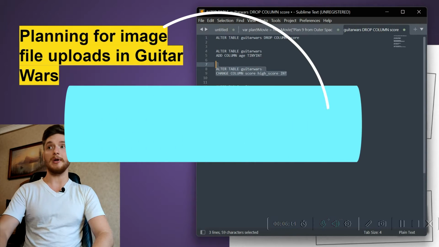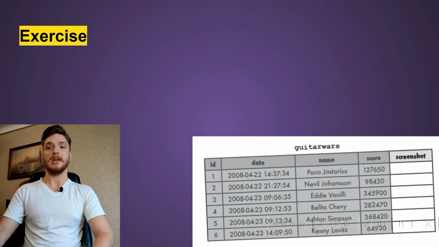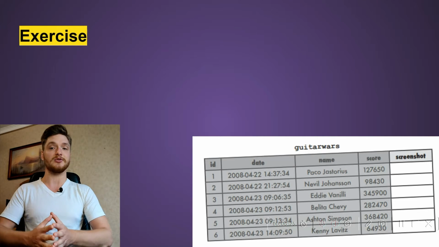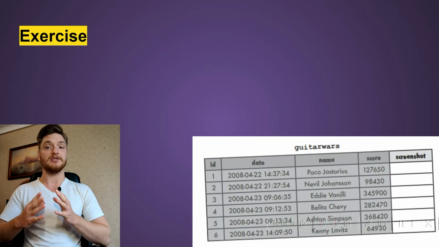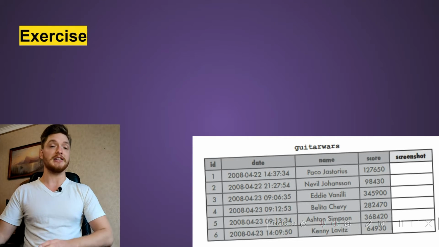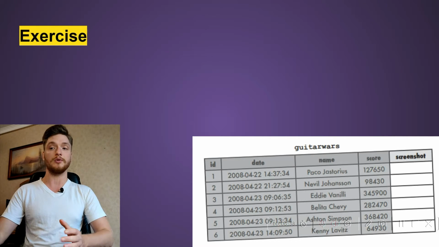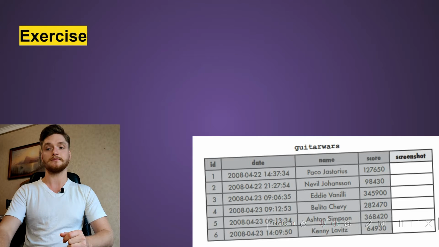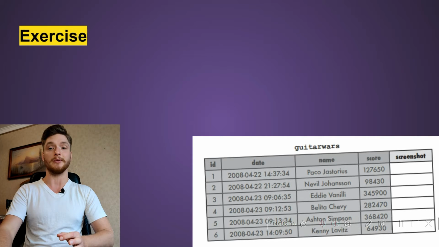And sharpen your pencil, it's an exercise. Let's look at the next slide. Write an SQL statement that adds a new column named screenshot to the guitarwars table. Make sure to give the new column a suitable MySQL data type. Then write another SQL query to check the structure of the table and make sure that the column was successfully added. Write the statement that adds it, and write the other SQL statement too.